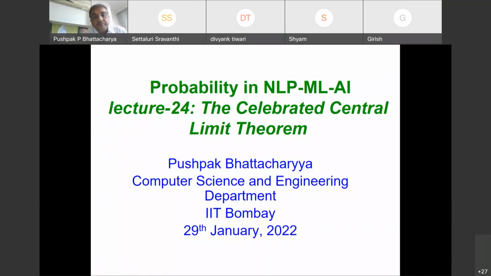Okay. So this is lecture number 24, and we are discussing today the central limit theorem, and I have prepended this adjective here: celebrated central limit theorem. So this is one of the most fundamental concepts of probability and statistics, and very intriguing also.